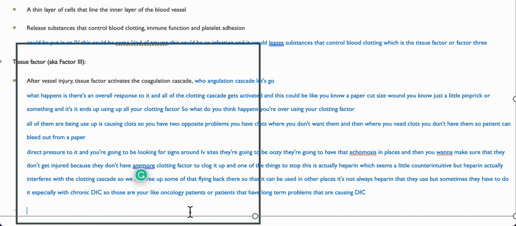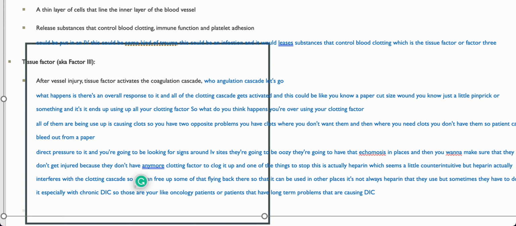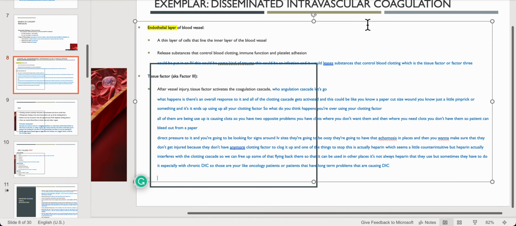One of the things to stop this is actually heparin, which seems a little counterintuitive, but heparin interferes with the clotting cascade, so we can free up some of that clotting factor so that it can be used in other places. It's not always heparin that they use, but sometimes they have to do it, especially with chronic DIC. So those are your oncology patients or patients that have long-term problems that are causing DIC.